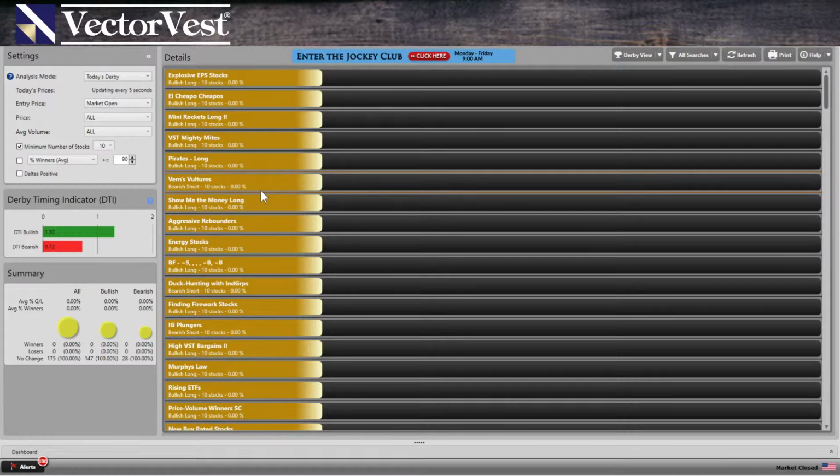Interactive Brokers, Ally, and TradeStation. There we go. Interactive Brokers, Ally, and TradeStation. Those are the three partner brokers that we have here with VectorVest. And through them, we can trade into our Robotrader tool directly from the software.